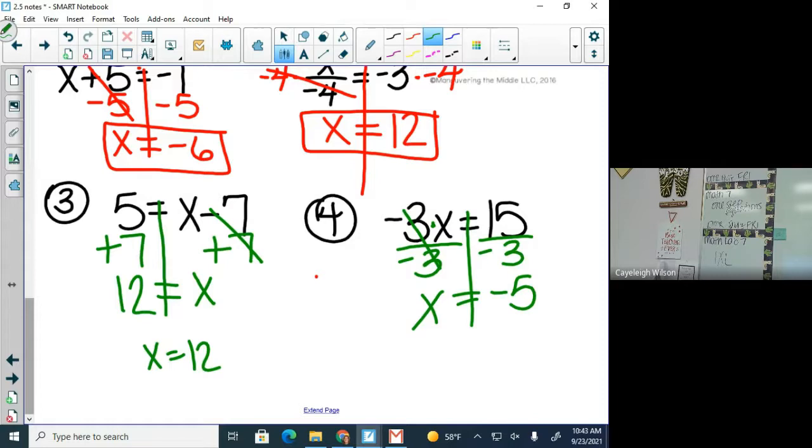And you can check it. Check it right here. Look. -3 times X. Well, X is -5. What is -3 times -5? Positive 15, which is what it should have been.